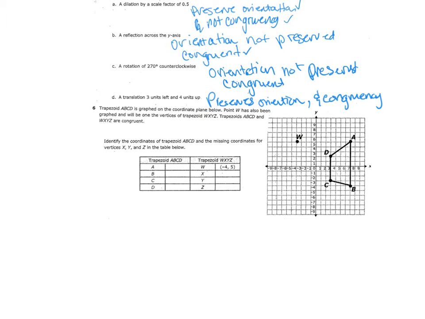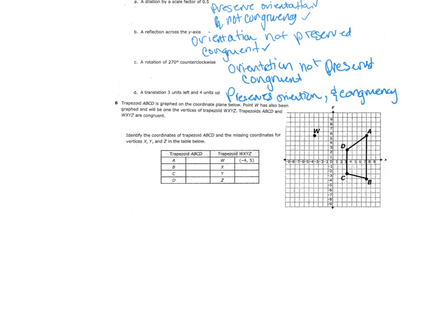Okay, number 6, ABCD is graphed on the coordinate plane below. Point W has also been graphed and will be one of the vertices of trapezoid WXYZ. Trapezoids ABCD and WXYZ are congruent. Identify the coordinates of trapezoid ABCD and the missing coordinates for vertices XYZ in the table below. So ABCD is the same as WXYZ. That means this point W that they gave us corresponds to A. Those are the same points, just on 2 different shapes.